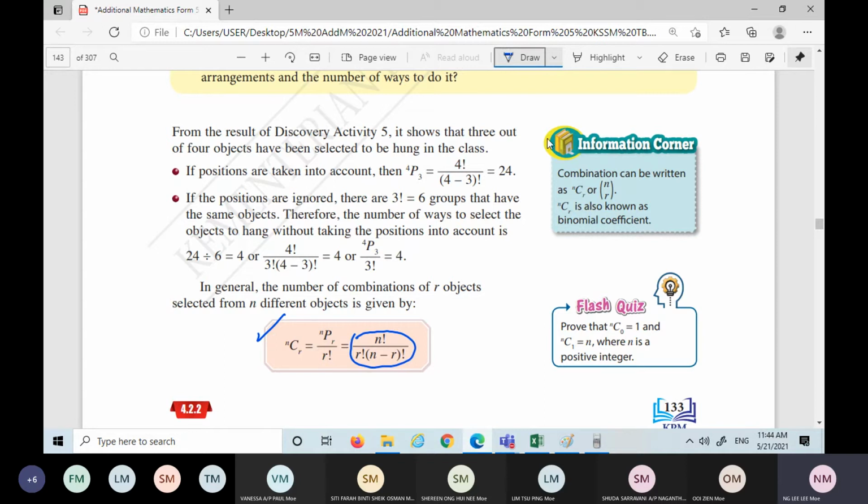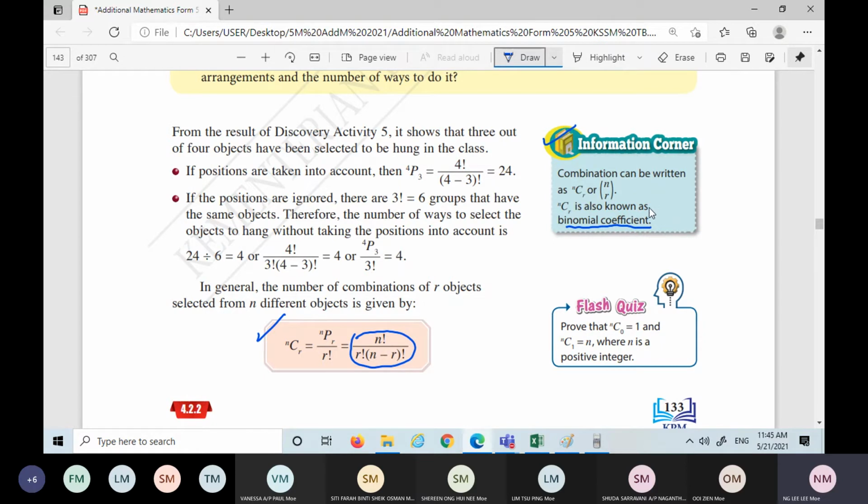Okay, we see this. Combination can be written as nCr or in this form, in brackets n over r. nCr is also known as binomial coefficients. Why is it also called binomial coefficients? If you see on the next chapter, how we're going to do probability distributions.